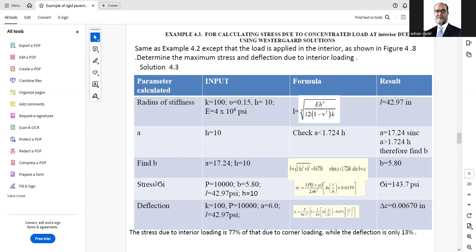For the stress, we know P, we know B, we know the stiffness, or we have calculated the stiffness. We know H, so that's why the interior stress is 143.7 psi. For the deflection, we use this equation, and that comes out to be 0.00670.